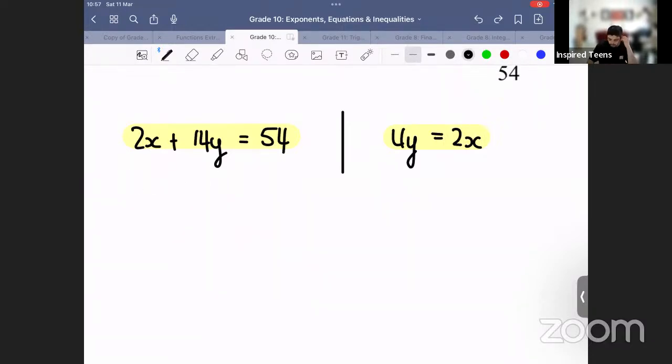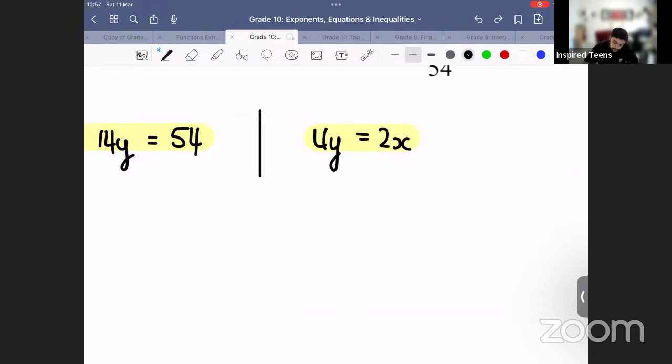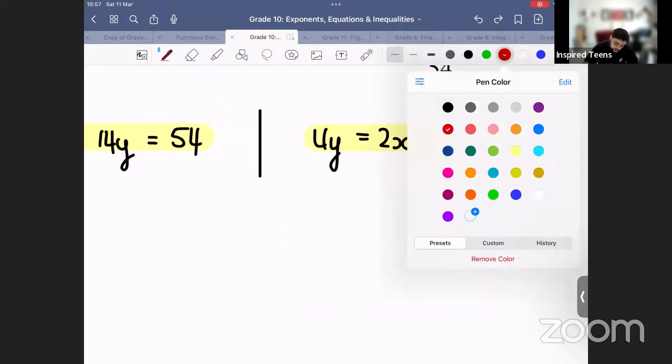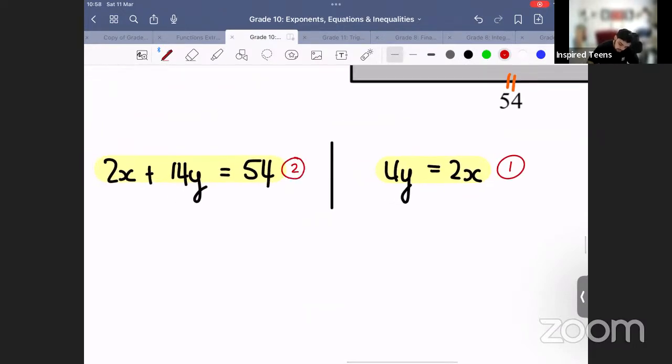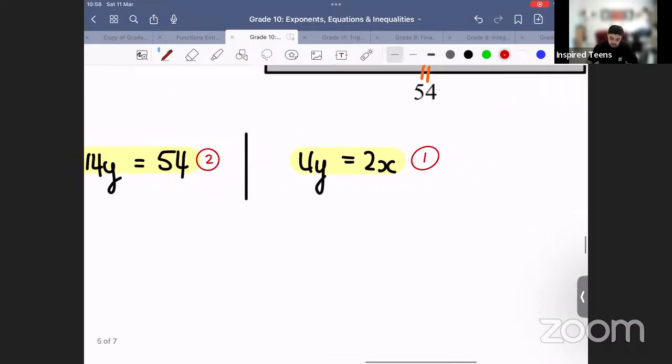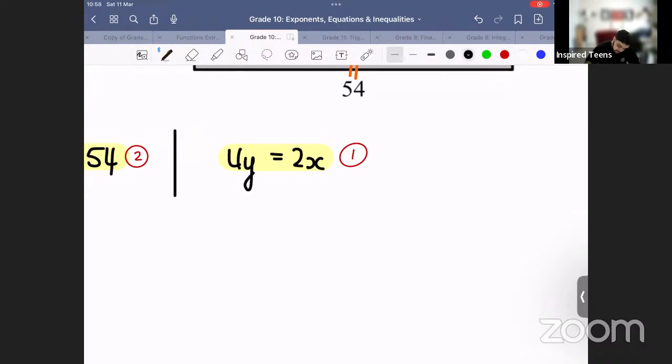Let's try 4y is equal to 2x. I'm going to leave y alone. So actually, because I'm going to isolate using this one, I'm going to call this equation 1. And I'm going to call this equation 2. Just so the rules make more sense, subbing 2 into 1 and 1 into 2 and all of that, right? So in order to leave y alone, I have to divide both sides by 4.